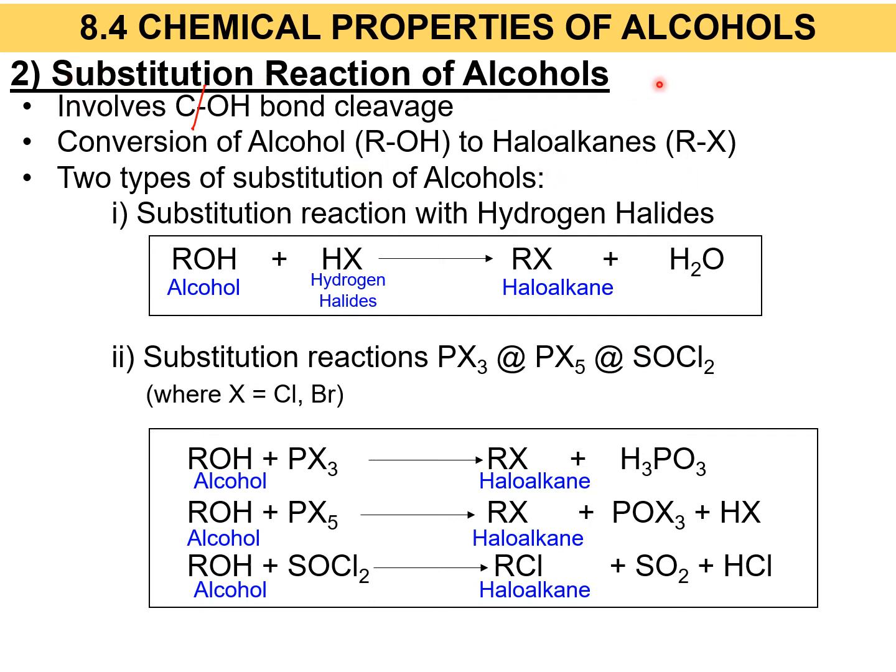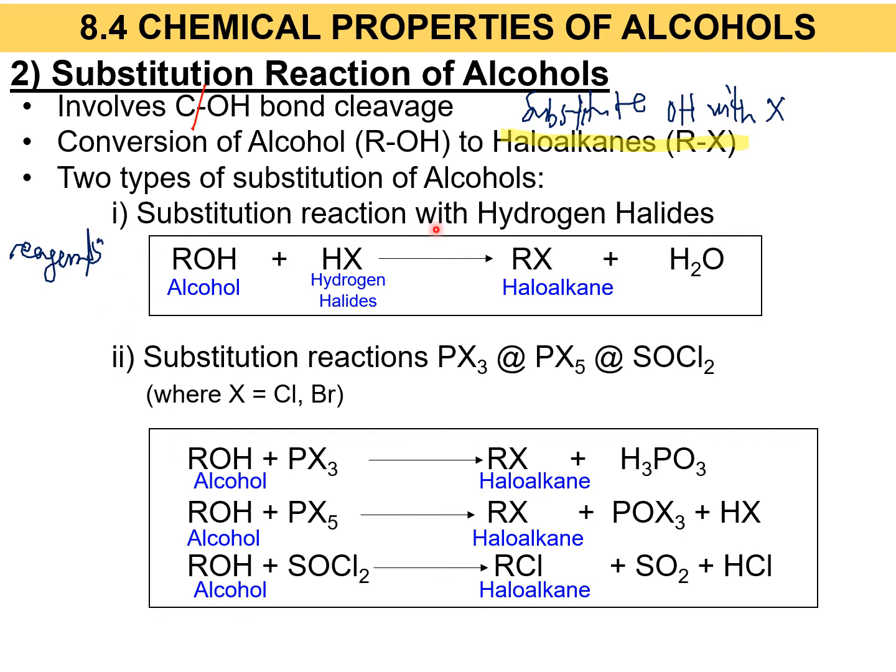Kiranya substitution reaction of alcohol ni, daripada alkohol kamu akan form haloalkane. Okay. Alright. So kiranya substitution reaction ni you akan substitute OH bersama halogen. Okay, so there are two types of substitution of alcohols. Okay, kenapa ada two types? Because it depends on the reagents. Okay, it depends on the reagents.